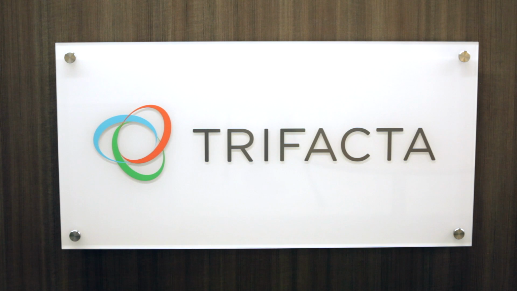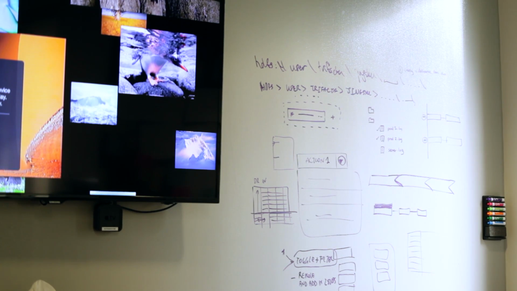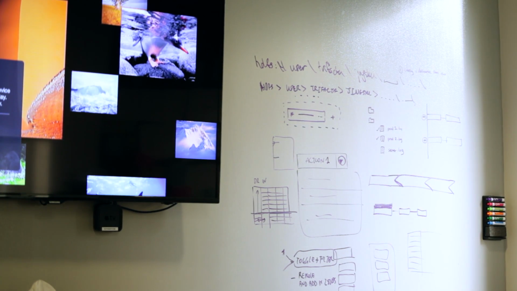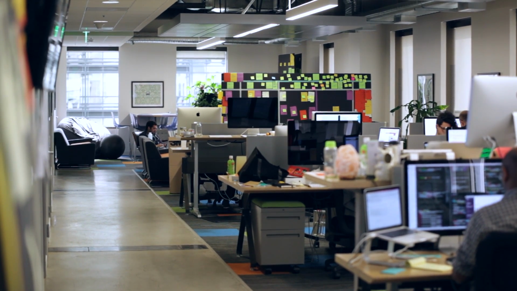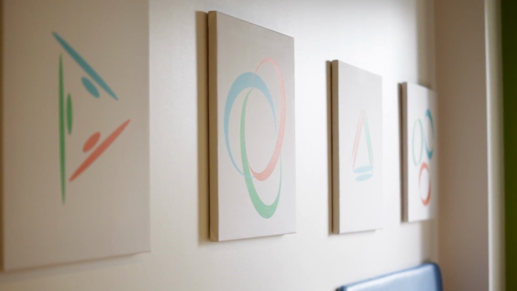To solve data wrangling, you need effective visualization and interaction, scalable distributed systems for processing data, and machine learning to drive all of the recommendations that we provide in the product. Bringing all those three things together, we call the trifecta.